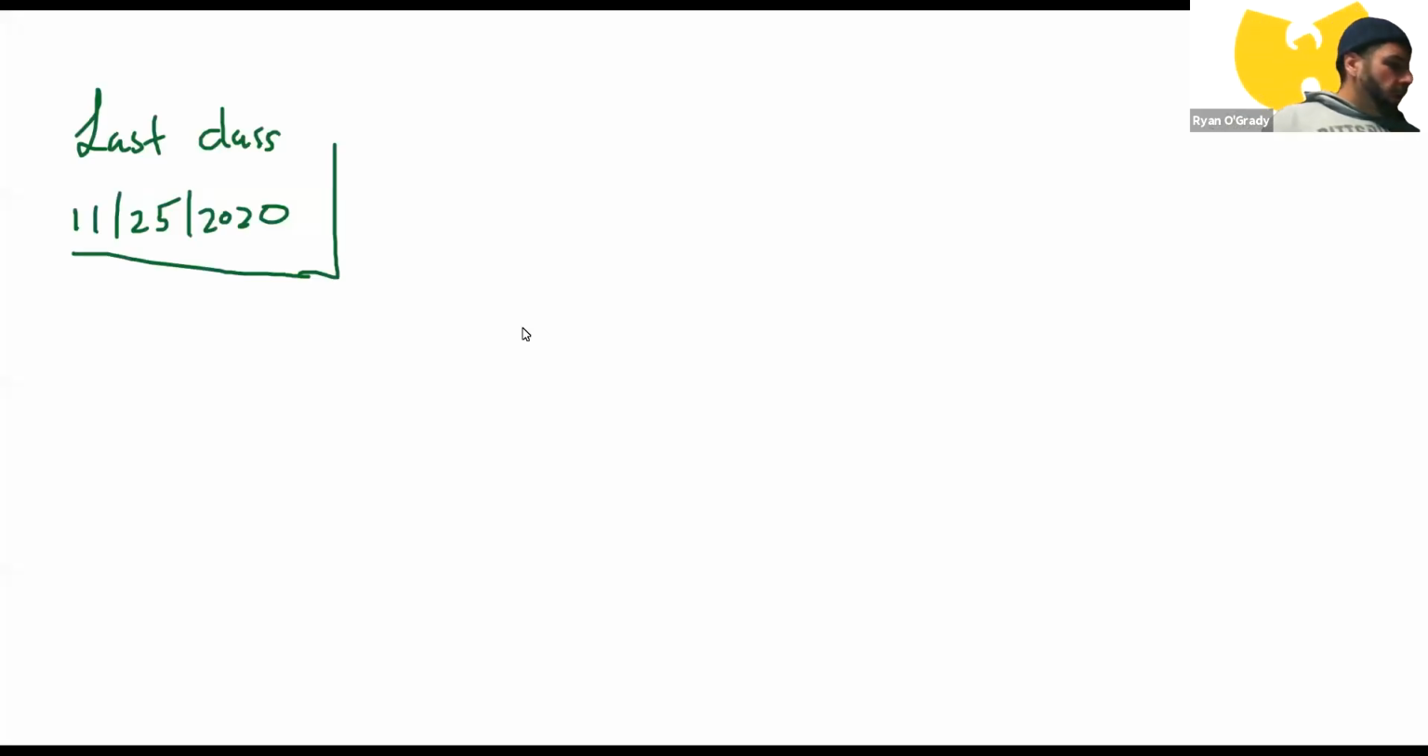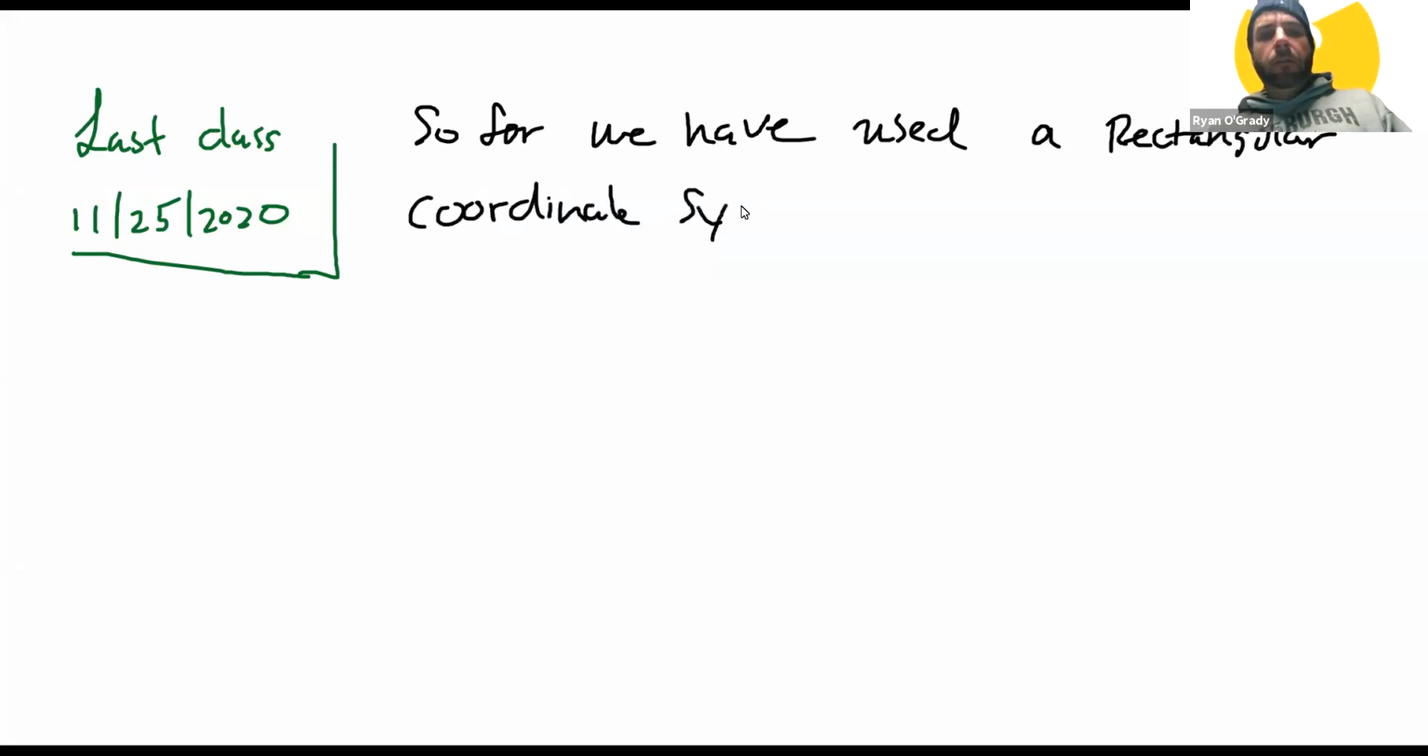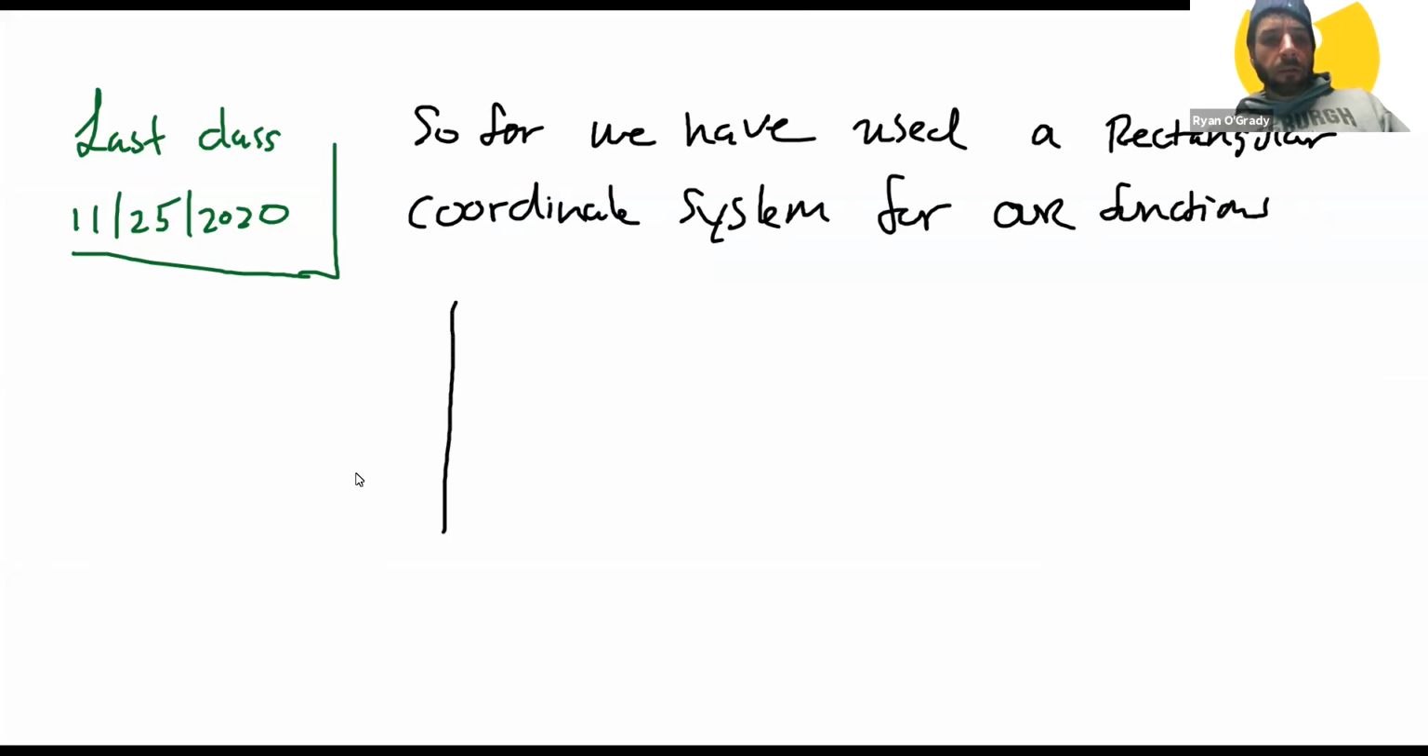So the first thing to note is that so far we have used what we call a rectangular coordinate system for our functions, right? So what that means is we have talked about taking the plane and breaking it up into rectangles. That's the standard.